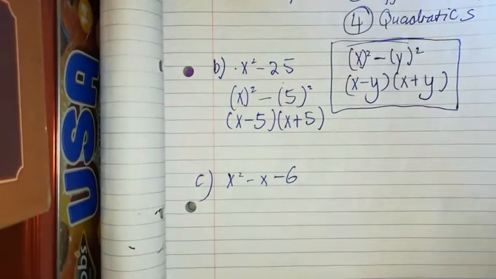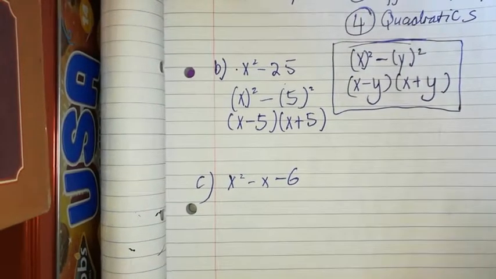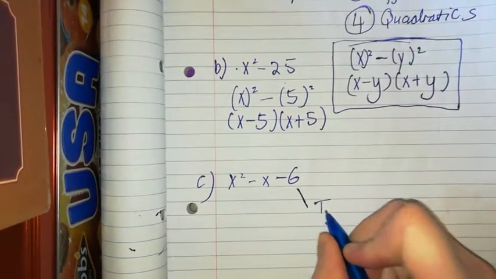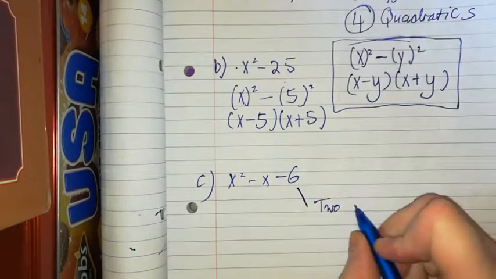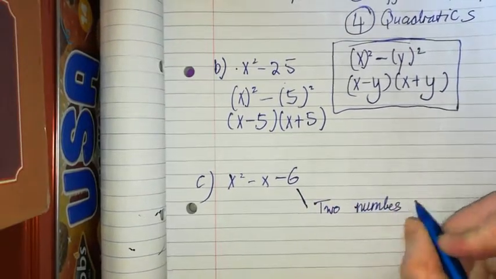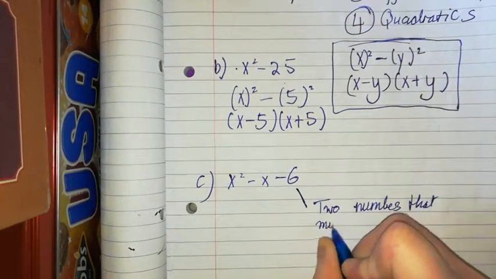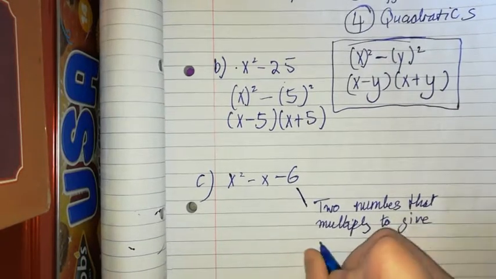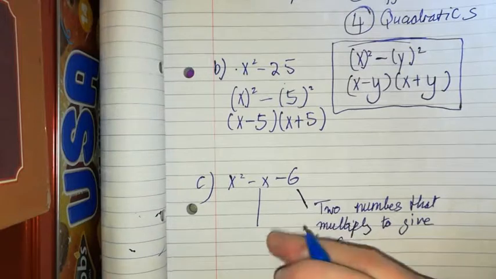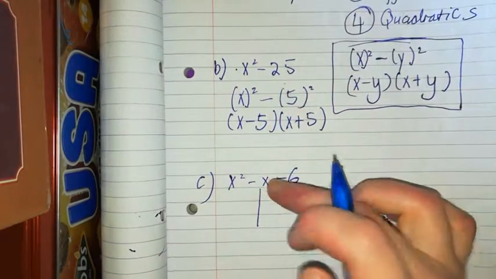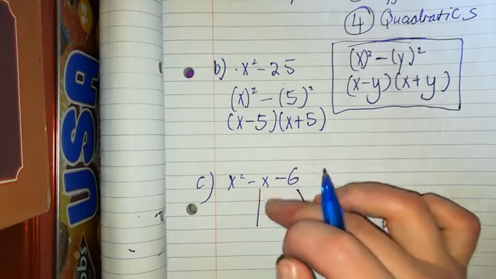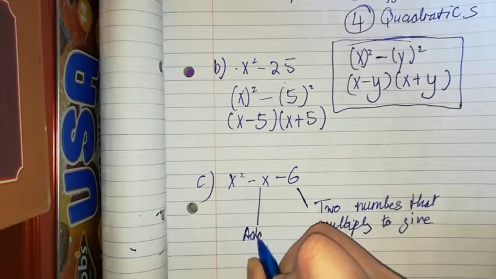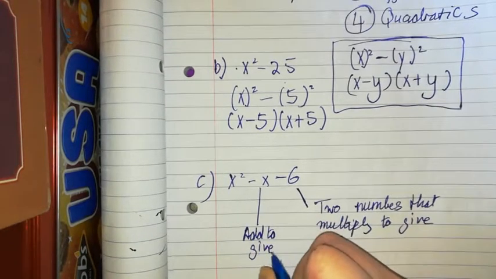And then the next question, part C, x squared minus x minus 6. So this is a quadratic because it has an x squared, an x, and something that doesn't have an x. So what I want is two numbers that multiply to give the term that doesn't have an x, in this case minus 6, but they add to give what's attached to the x. Here, if there's no number attached, then we take it as a 1, but there's a minus attached to it, so they have to add to give minus 1.